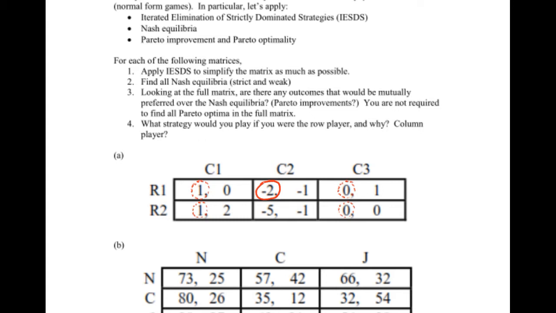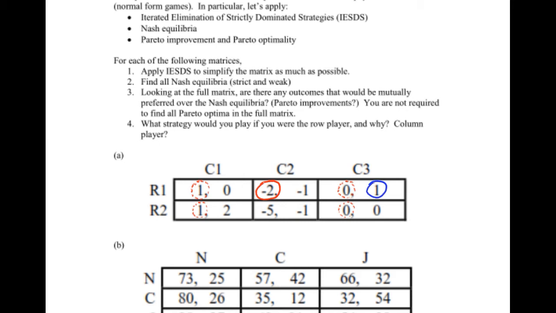What would the column player prefer? And to do that, again, we have to fix the other player. So we say first, what if the row player chooses R1? Then which of the payoffs for the column player is best? And you can see here that it's +1. So I will indicate that with a solid circle.